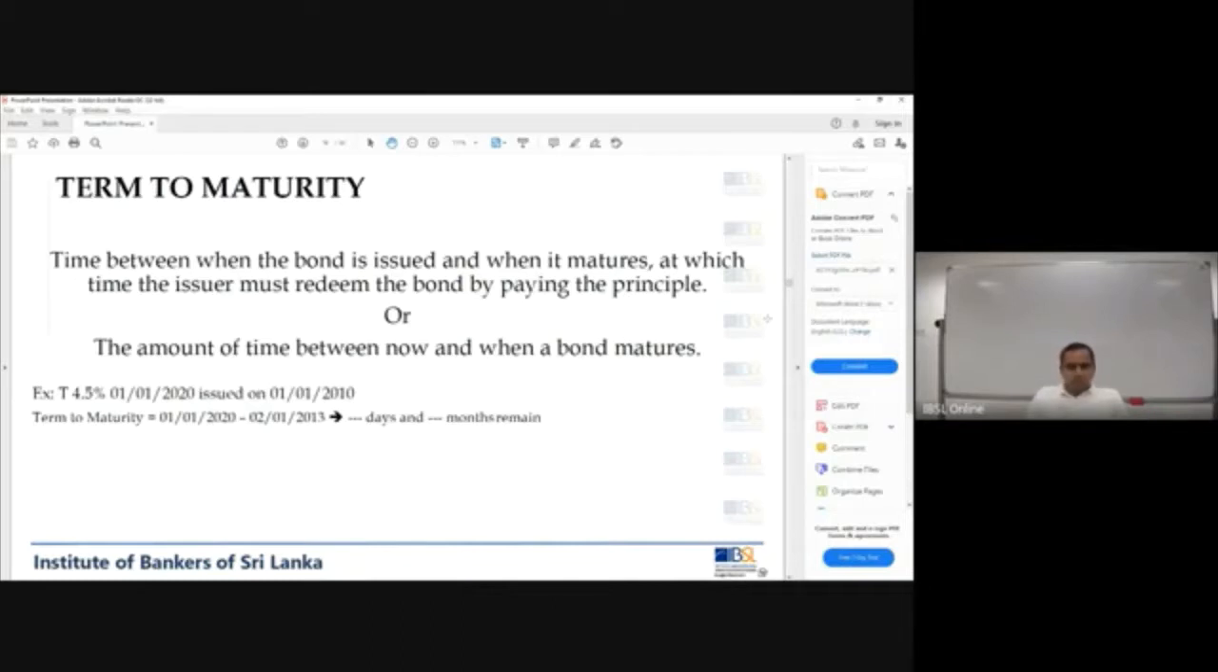For example, a 4.5% 1st January 2020 bond issued on 1st January 2010 has a term to maturity of what? Of 10 years, if it was purchased originally. But if you had bought it in between, then you can calculate the number of days and months that remain.